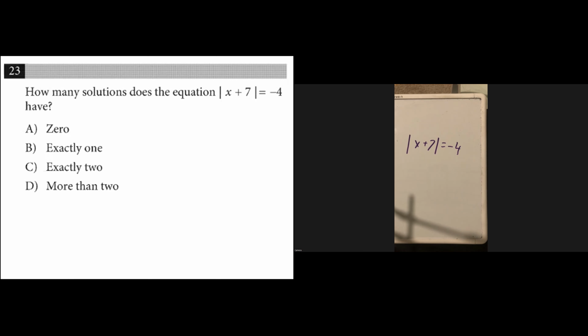And so when you take the absolute value of something, can you ever get a negative answer? Like if you take the absolute value of 100, or if you take the absolute value of -100, you will always get a positive answer. And so you can never get a negative answer for this. So how many solutions does it have? 0, or answer choice A. Because no matter what you do, when you take the absolute value of any number, you'll never get a negative answer. So A.